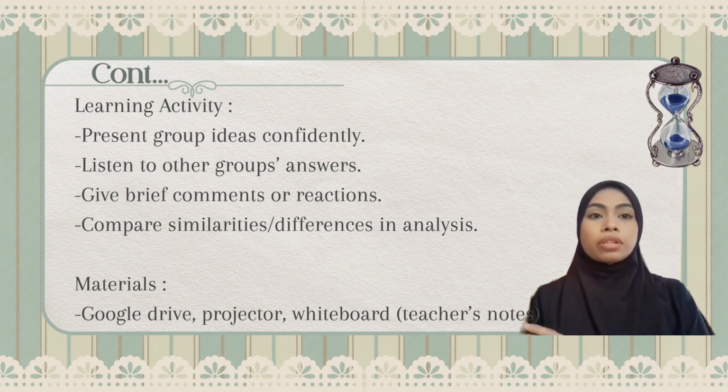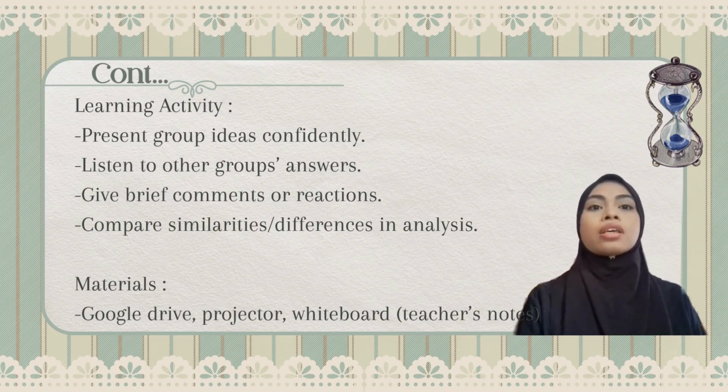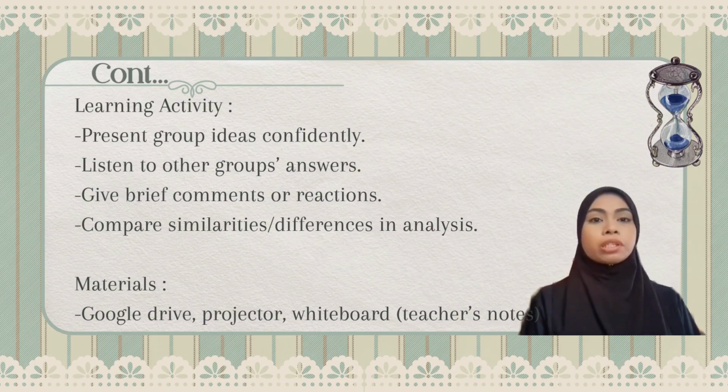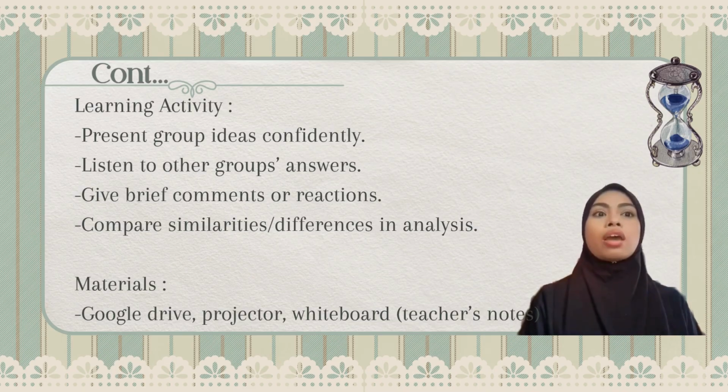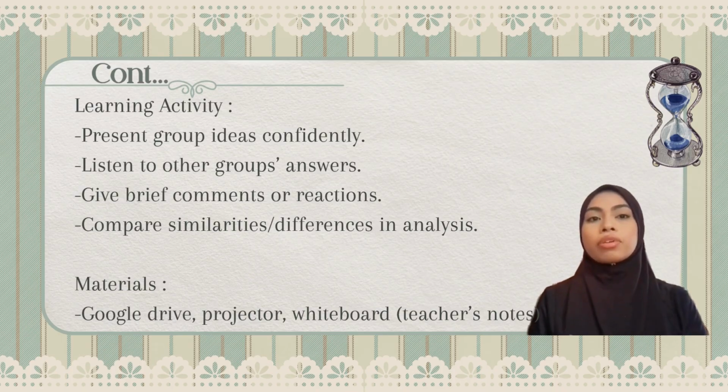Meanwhile, the rest of the students listen to the presentations and compare the similarities or differences in each group's analysis. This helps them think critically and understand the story from multiple perspectives. This group presentation and feedback session takes around 8 minutes. Overall, this practice stage prepares the students for the individual essay writing in the next part. By discussing the characters, conflict, and themes together, they develop a stronger understanding of the story Wings.